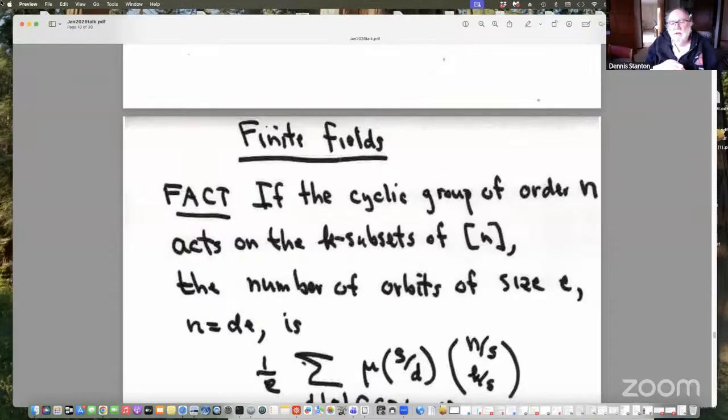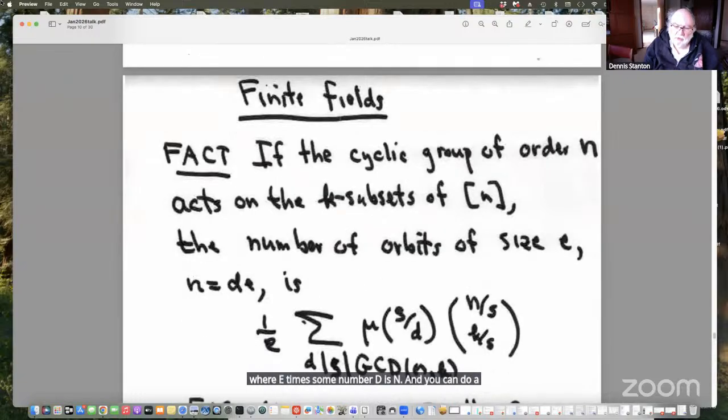And what are the sizes of the orbits? Well, the size of the orbit must be a divisor of the size of this group. So it has to be size E, where E times some number D is n. And you can do a Mobius inversion to compute this number.